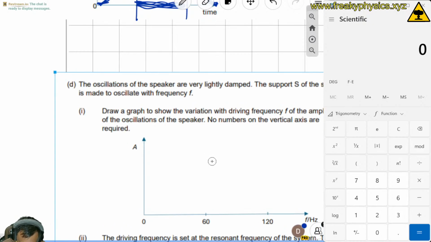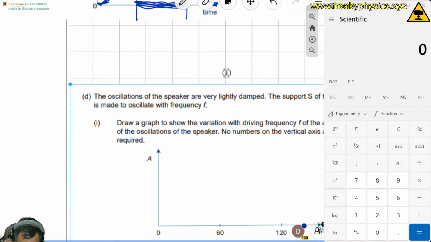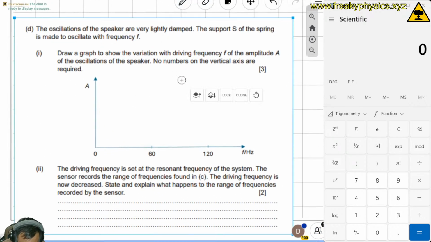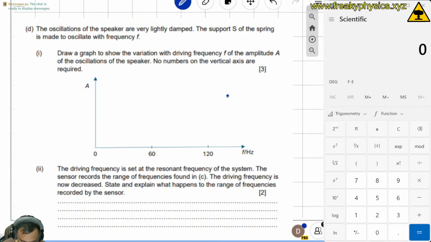Yes. Okay. So the oscillation of the speaker are very lightly damped, and then the support is made to oscillate with frequency f. Draw a graph to show the variation of the driving frequency f with the amplitude a of the oscillations, and no numbers are required.